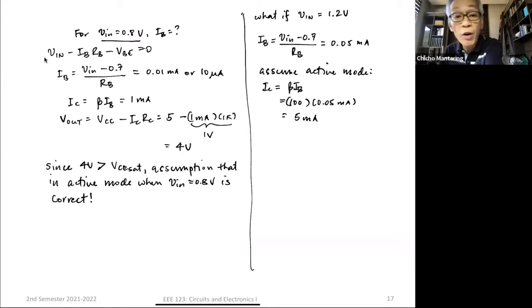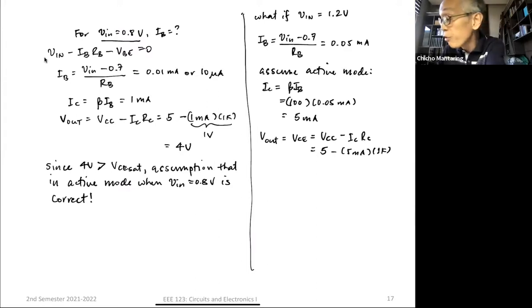And then I compute for V out, which is VCE. V out is equal to VCE, that is now VCC minus IC RC. So what is this? VCC is 5 minus 5 mA times 1K. But 5 mA times 1K is also 5 volts. So this is going to be equal to 0.